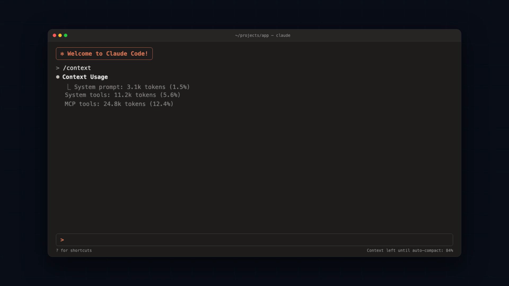Right away, we get the fixed overhead. The system prompt itself is small, but look at the tools. System tools take a real slice, and MCP tools here are eating over 12% of the window before our conversation even starts. Every connected server adds to this baseline cost.